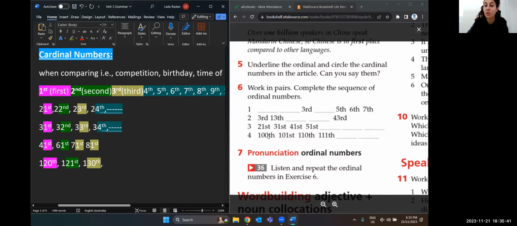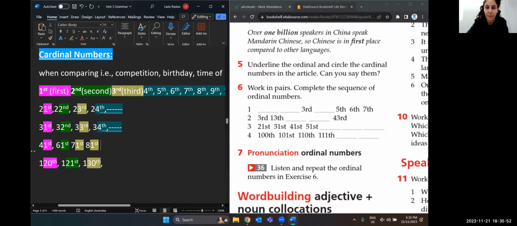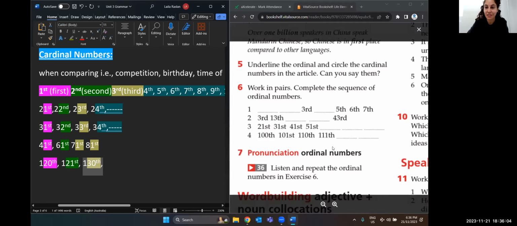Okay, the number 4, so 100th, 101st, 110th, 111th. What would be the next number? 120th, 121st, and 130th. So they get very confusing near the end.